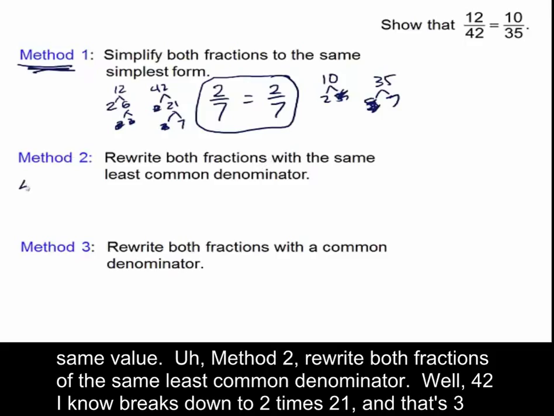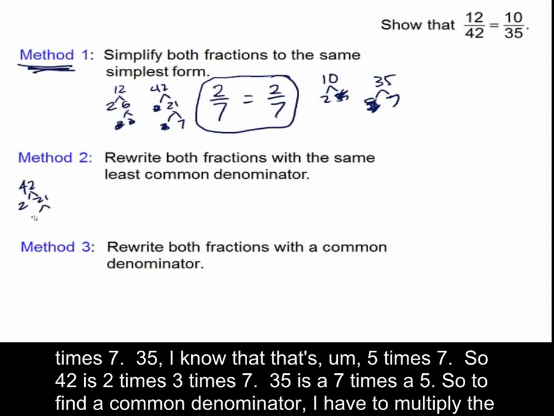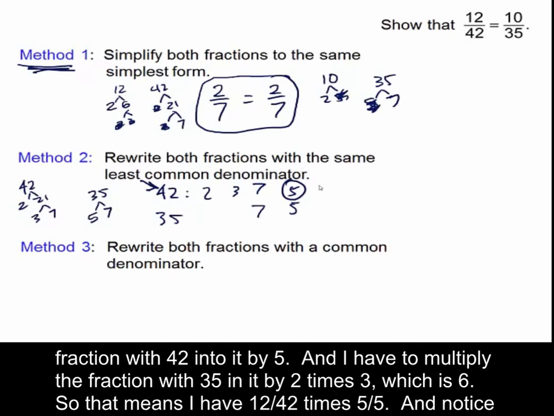Well, 42 I know breaks down to 2 times 21, and that's 3 times 7. 35 I know that that's 5 times 7. So 42 is 2 times 3 times 7. 35 is a 7 times a 5. So to find a common denominator, I have to multiply the fraction with 42 in it by 5, and I have to multiply the fraction with 35 in it by 2 times 3, which is 6.